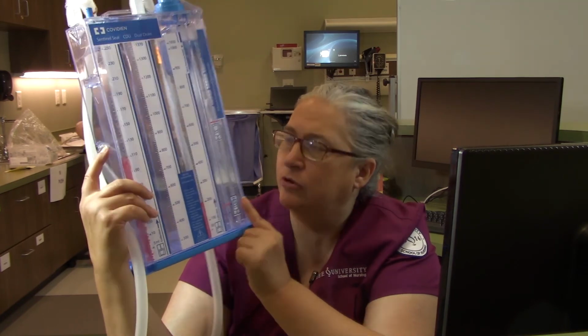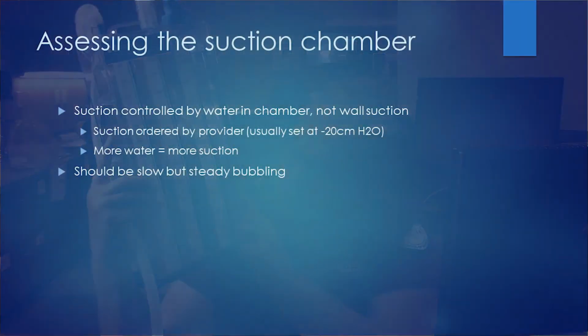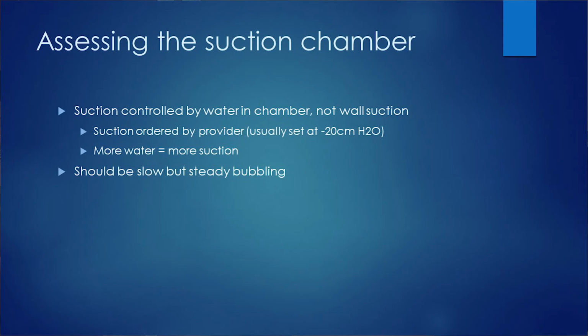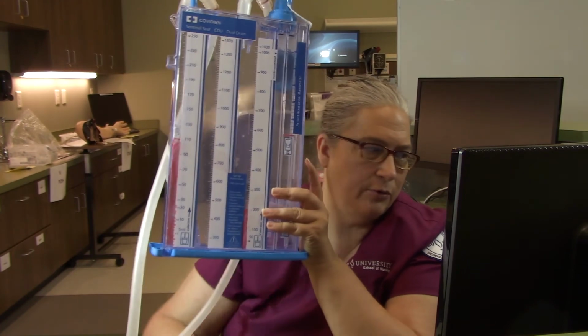Your suction chamber, on the other hand, you should see a slow, steady bubbling, because it's constantly causing movement in there because it's doing constant sucking. So you should see that. The physician sets how much suction he wants. It's usually about 20 centimeters of water. You add more water, you have more suction, but that's pretty typical. They don't usually change that a whole lot.